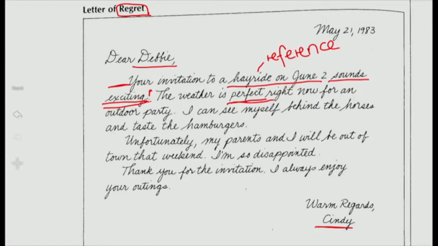I can see myself behind the horses and taste the hamburgers. So you show what? You show interest in the event which you have been invited for. We have to show interest. We are showing interest there that, you know what, I was interested in coming. That's the right one, or rather a right tone.